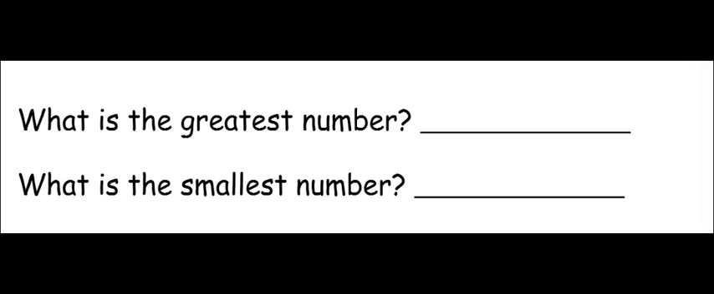Now that I've represented each number on the place value chart, I can answer these questions. The first question says, what is the greatest number? To find the greatest number, I have to use the number that had the most hundreds. Since they all had numbers in the hundreds place, it doesn't matter what numbers they had in the tens place or the ones place. The largest or greatest number was the number that had the most hundreds, and that number was 312.